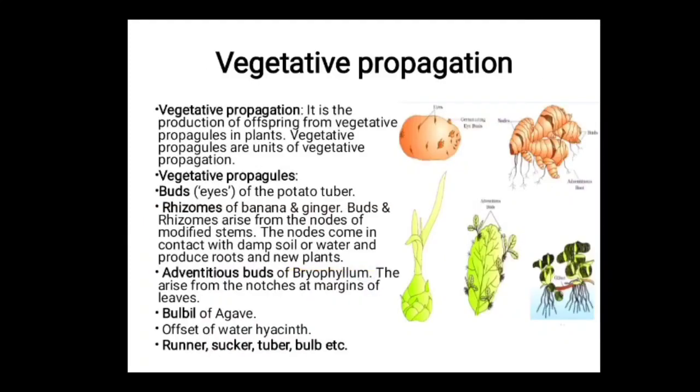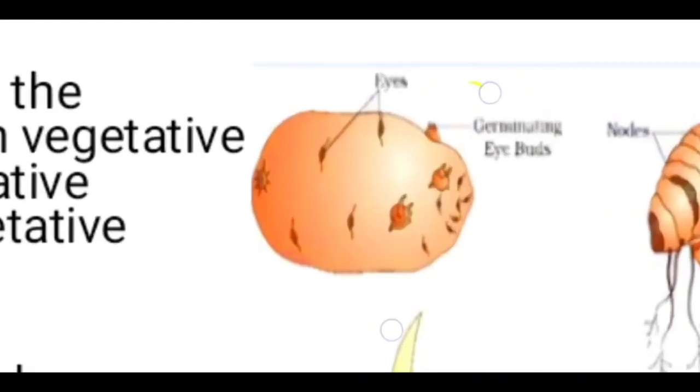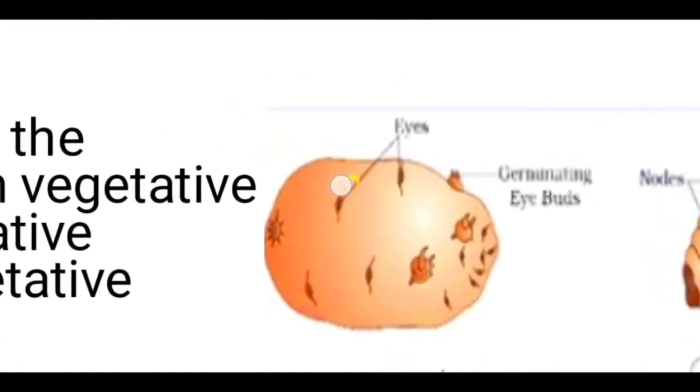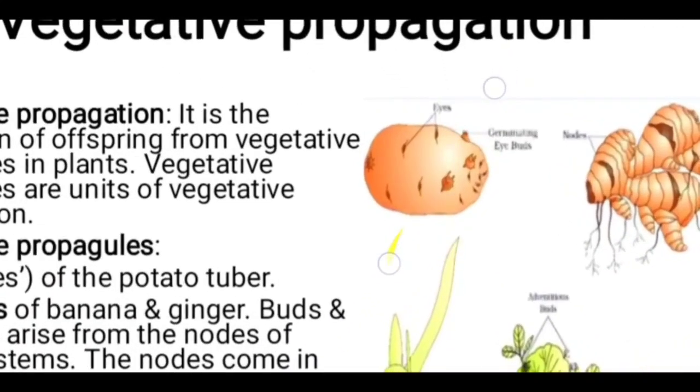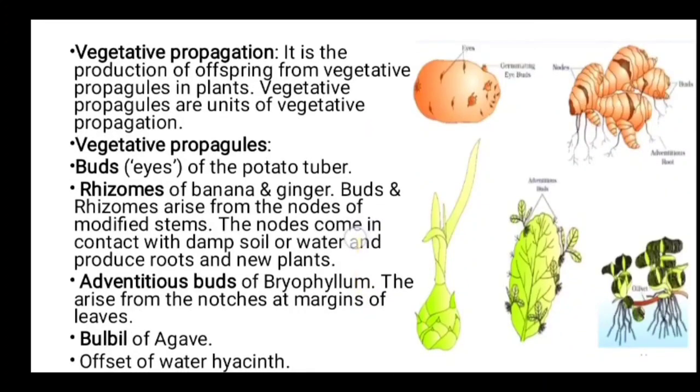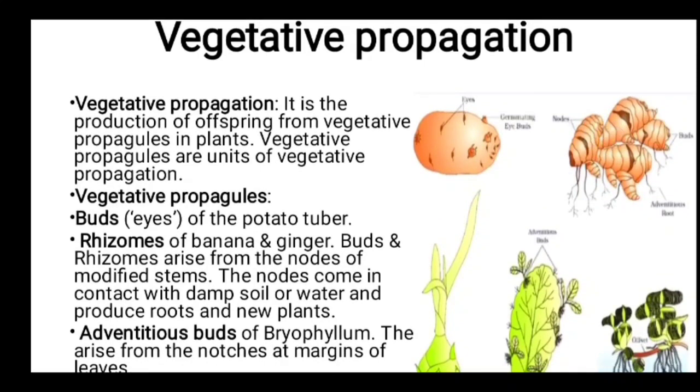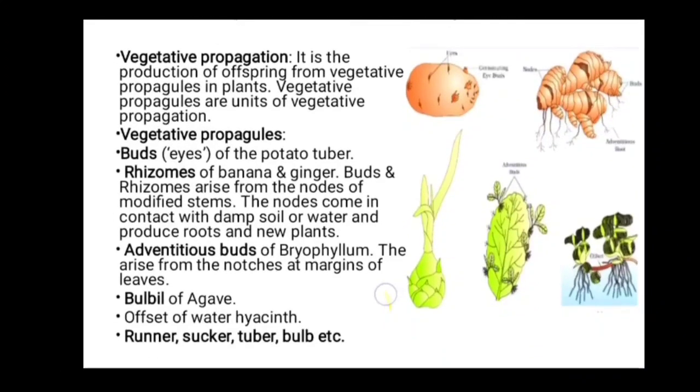First is the bud. Bud means the eye that is found in potato tubers. Here you can see the eye. In the eye part, adventitious roots develop and they can produce new potatoes. Then rhizomes. Rhizomes are found in banana and ginger. These buds of the rhizome arise from the node of a modified stem. If these nodes come in contact with damp soil or some water, they can produce roots for a new plant. Then adventitious buds.